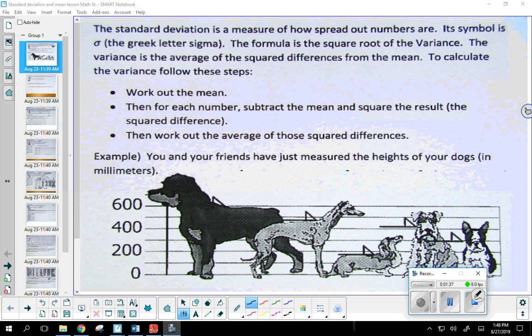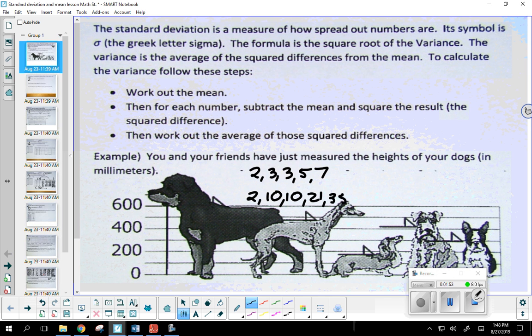For example, if I were to have a data set like, let's say 2, 3, 3, 5, 7, versus a data set of, I don't know, 2, 10, 10, 21, 35. Let's say we have two different sets of data. Standard deviation is simply a descriptor. It's a numerical value designed to give you an idea about how close or how far apart the elements in your set are. So which one of these, the top one or the bottom one, would result in a smaller standard deviation?